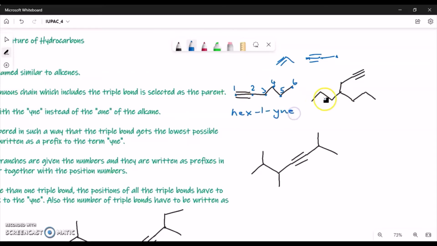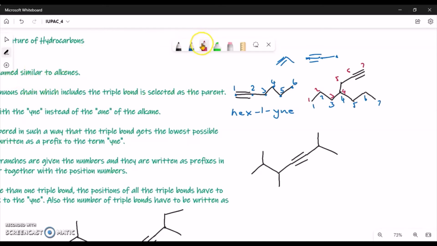Now the next one here is also similar, but we have to be careful when we choose the longest continuous chain. That is the important thing here. We have different possibilities for the chain. The first possibility is like this: 1, 2, 3, 4, 5, 6 and 7. And another possibility is like this: 1, 2, 3, 4, 5, 6 and 7. We have to choose the red chain because that is the one which includes the triple bond. Even though the other one has 7 carbons, that cannot be chosen as the longest chain because the triple bond is not in that chain.